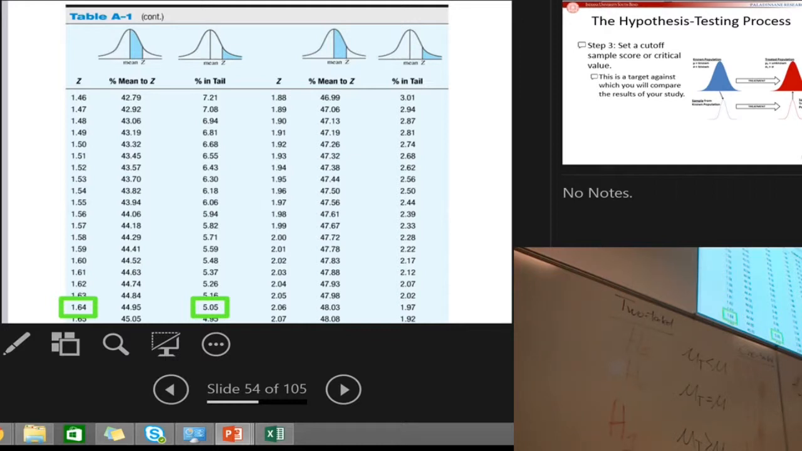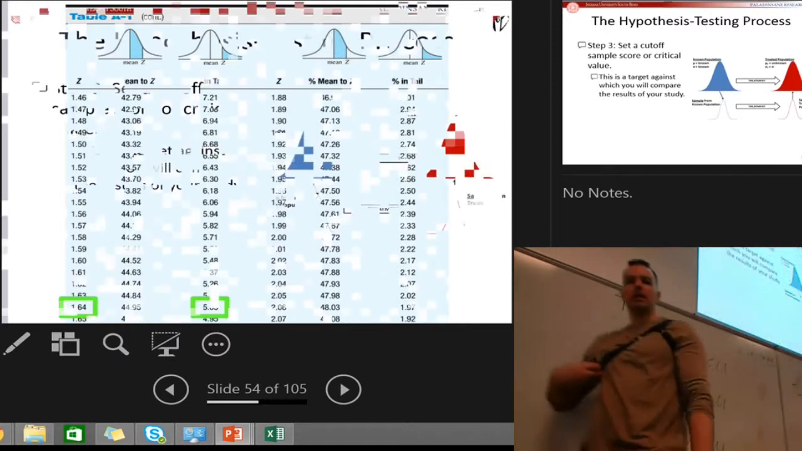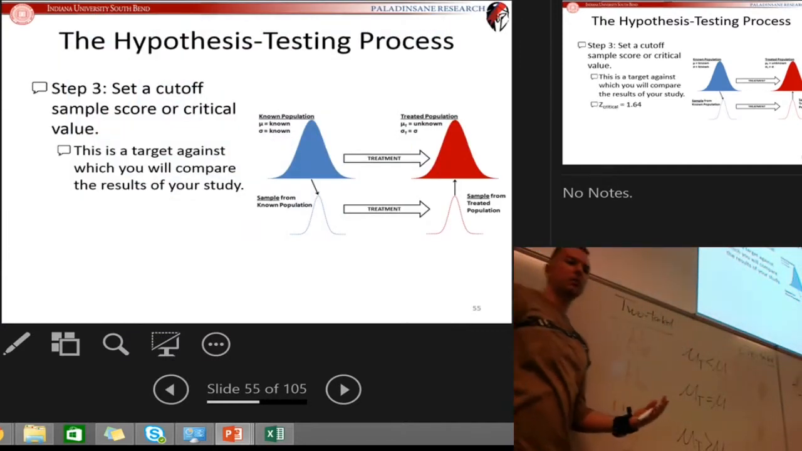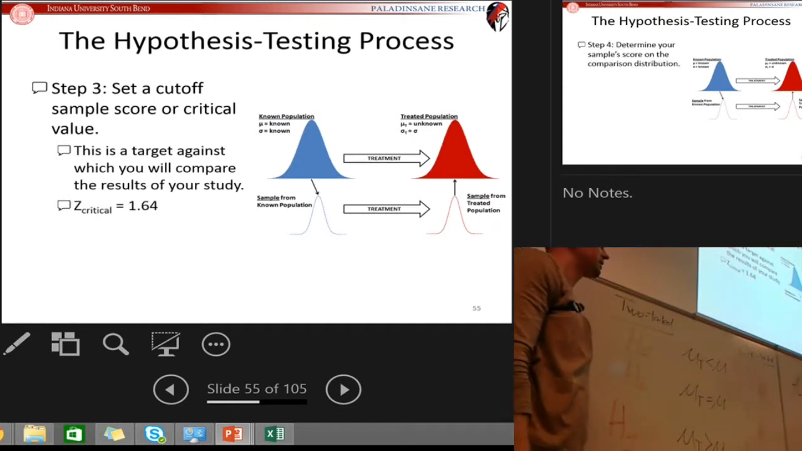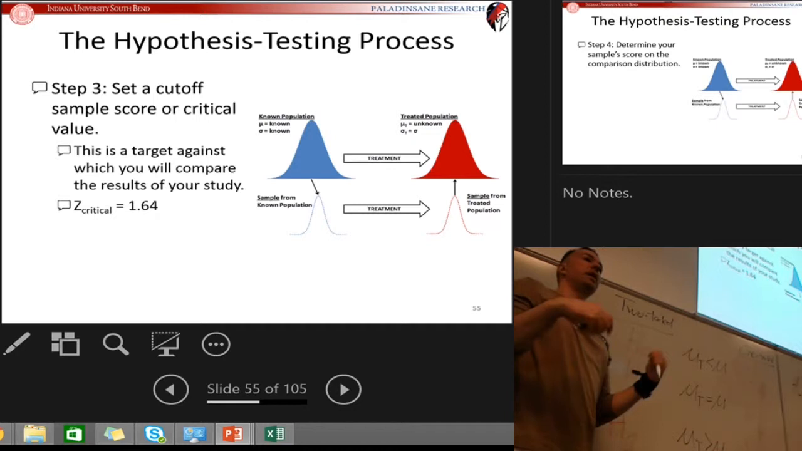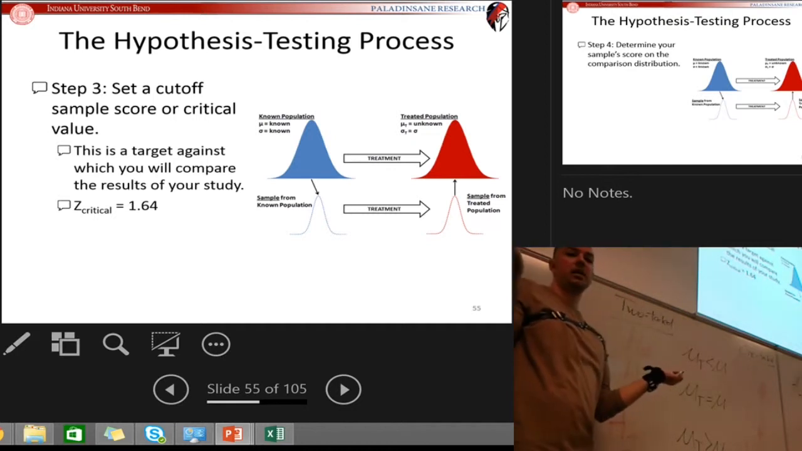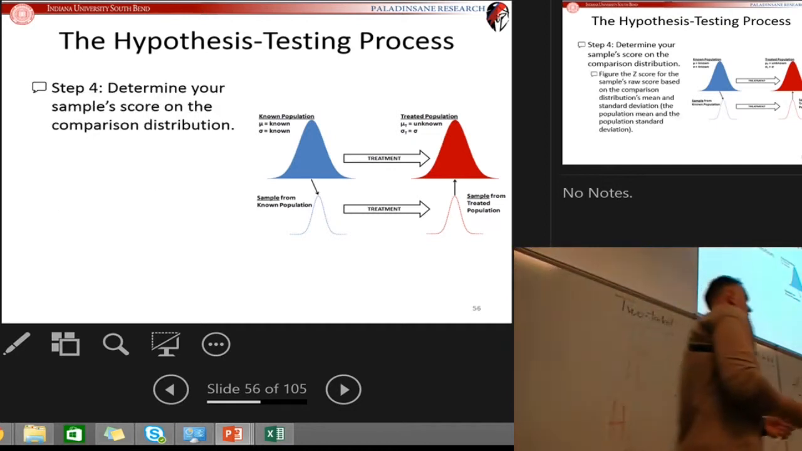But we're looking for an increase. It's on this side, so it is positive. All right, so we have our cutoff score. Our z critical value is positive 1.64. Now we're ready to find out where our sample is on our comparison distribution.